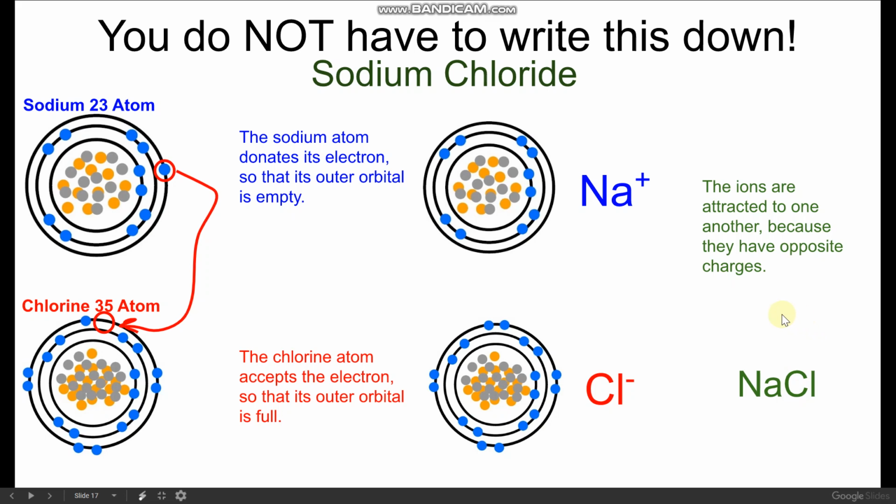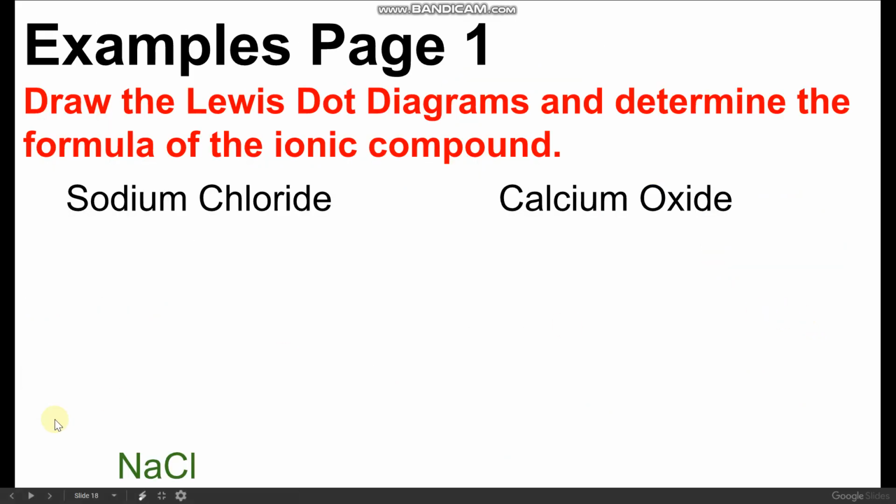Okay, so we're going to do a similar sort of thing here. We already know what our final answer is going to be, NaCl. But we're going to show how we develop this formula using Lewis dot diagrams. So first thing we're going to do is draw the Lewis dot diagram for sodium, Na, and we'll put a little box around it.